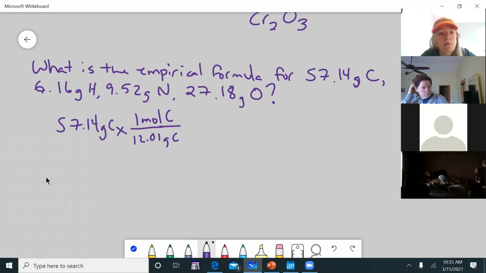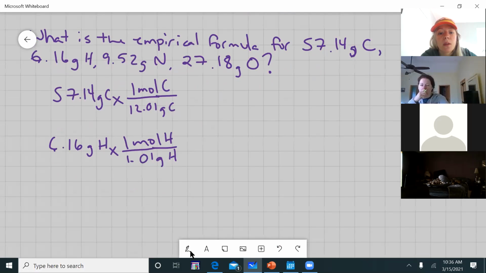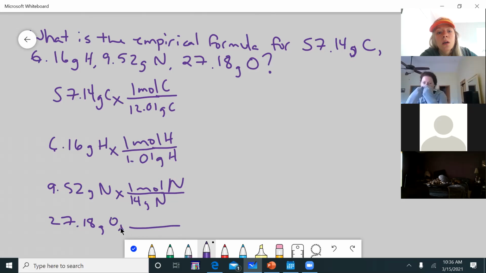Next one here, hydrogen, 6.16 grams of hydrogen. We'll convert. 1 mole of hydrogen is 1.01 grams of hydrogen. Nitrogen, 9.52 grams of nitrogen. 1 mole of nitrogen, got the molar mass, 14 grams of nitrogen. And then the last one, we've got our oxygen, 27.18 grams of oxygen. For every 1 mole of oxygen, we get 16 grams of oxygen.